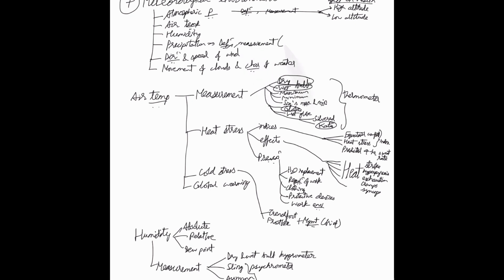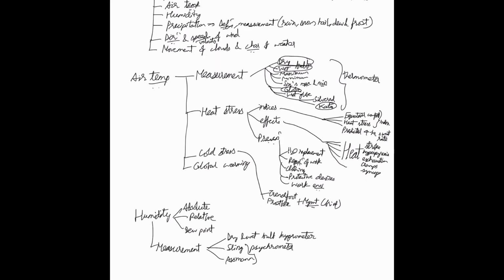I forgot to discuss this: the precipitation. Here, the definition and measurement of precipitation, and different forms of precipitation: rain, snow, hail, dew, and frost.